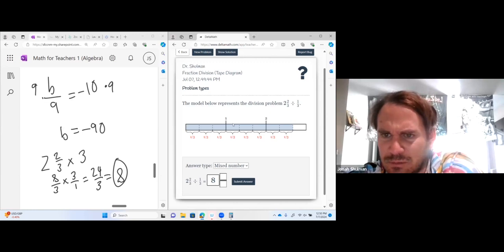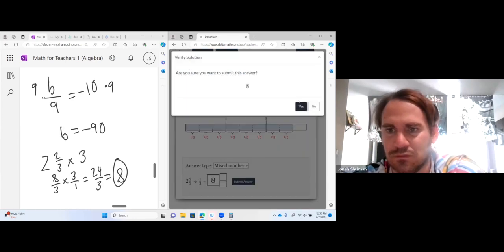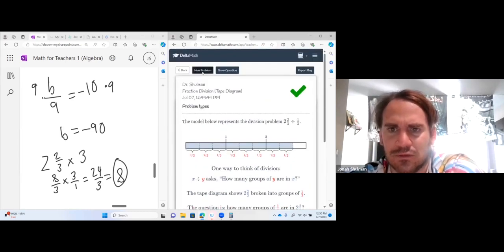The model below represents the division. This is 2 2/3 cut into 1/3. So it's 1, 2, 3, 4, 5, 6, 7, 8. Nice. Oh, this is very useful. I like that a lot. Let's do a new one.